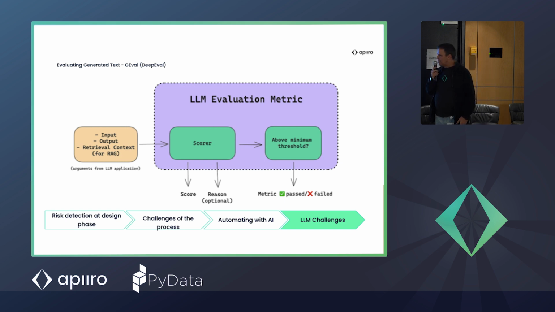The LLM does two things. You define the metric itself by the steps you would like to do. And then it gives, first of all, a score. And what I like about this framework is it gives you a reason why this score is right or wrong. And you can also add a threshold so that the metric will pass or fail.